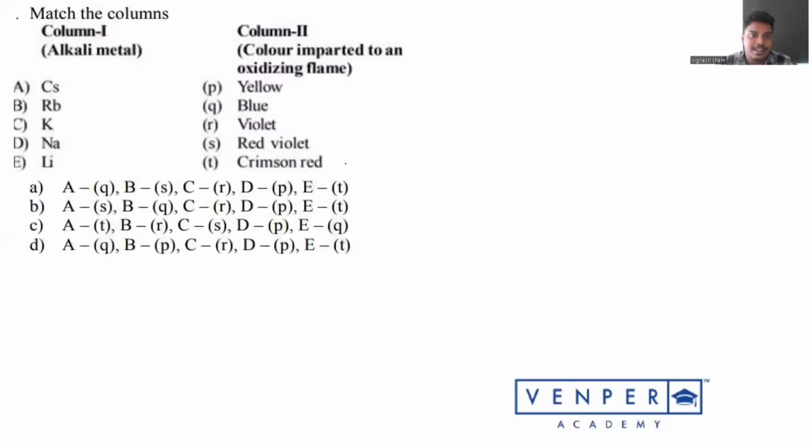This is based on the color, right? This is for the flame test. It's a direct question. Option D is correct. For A, blue color. For B, rubidium is yellow color, and potassium is violet color, and sodium is yellow color, and lithium is crimson red. So option D is correct. If you know the concept of the flame test for S block elements, we can solve this direct question.